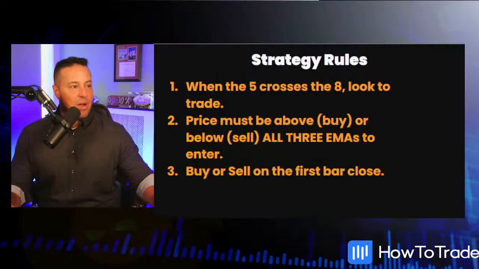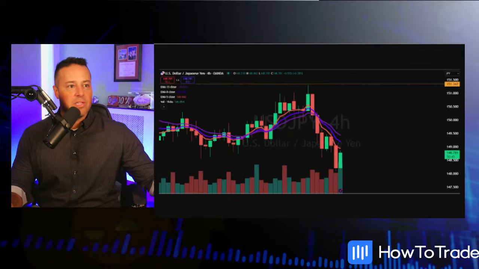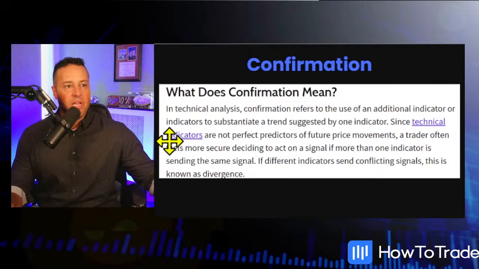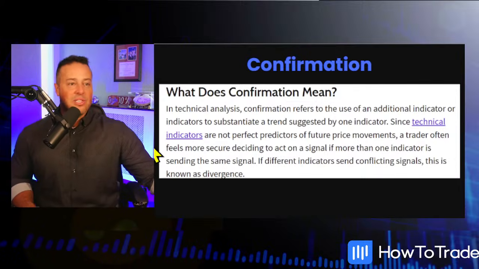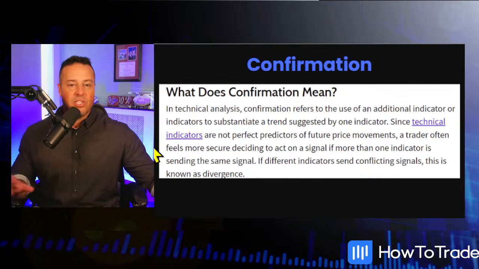Let's talk a little bit about confirmation. So, this is essentially what the pattern looks like on a sell for your 5813. So what does confirmation mean? Confirmation means, in technical analysis, confirmation refers to the use of an additional indicator or indicators to substantiate a trend suggested by one indicator.